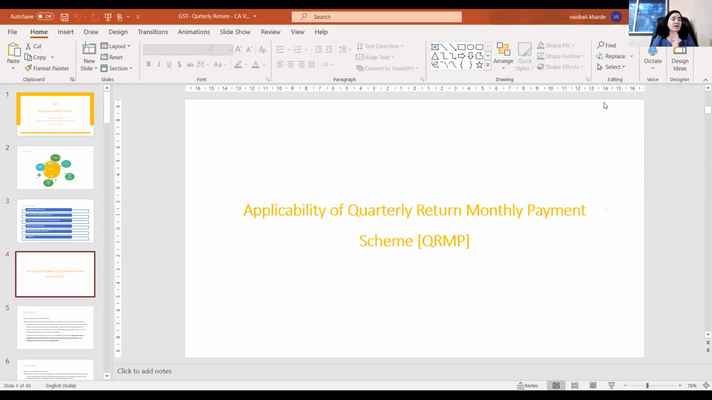At the end of the session, we are also going to discuss some of the way forward for large taxpayers, even where the turnover is 5 crore and above. For any taxpayer or participant having a turnover above 5 crore, we are also going to discuss some of the way forward from this scheme. So let's start today's discussion, the QRMP scheme.